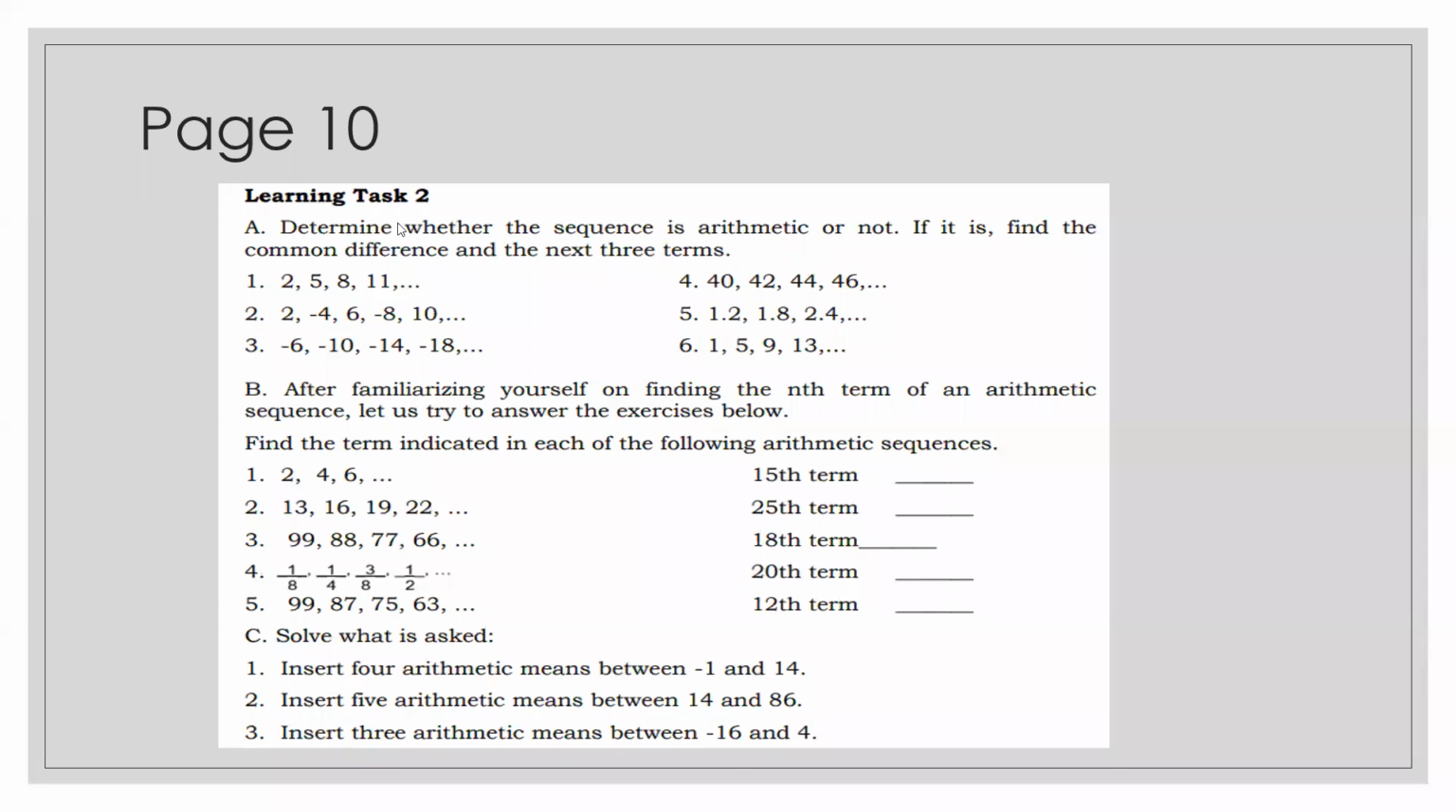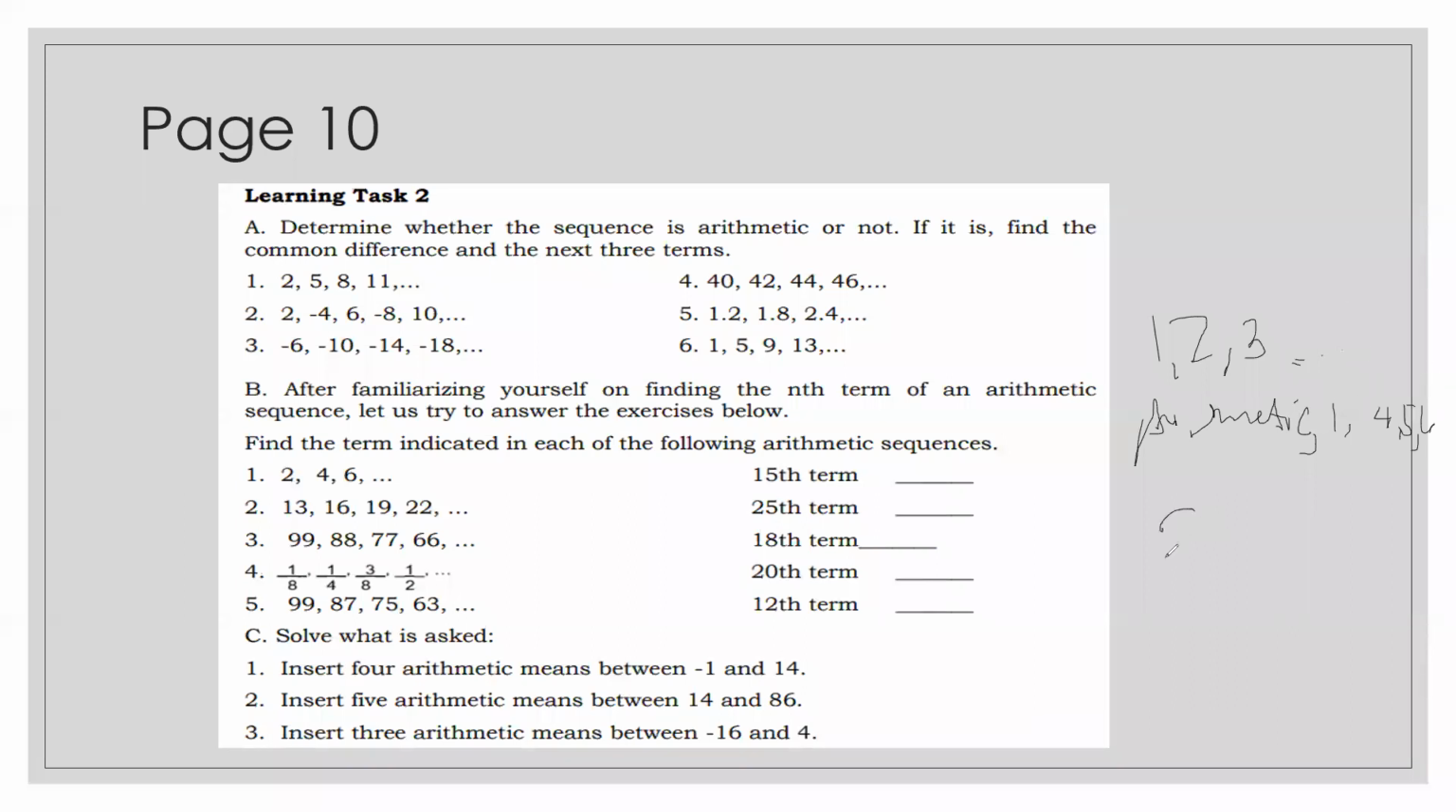Example given is 1, 2, 3, dot, dot, dot. Is that arithmetic or not? Arithmetic. Sulat mo yan, arithmetic, comma, ano yung common difference nila? 1. Sunod, ano yung kasunod ng 3 na tatlo pang number? 4, 5, 6. So ibig sabihin, kapag arithmetic siya, may 5 akong chechekan: yung arithmetic, yung common difference, at saka yung tatlong kasunod.